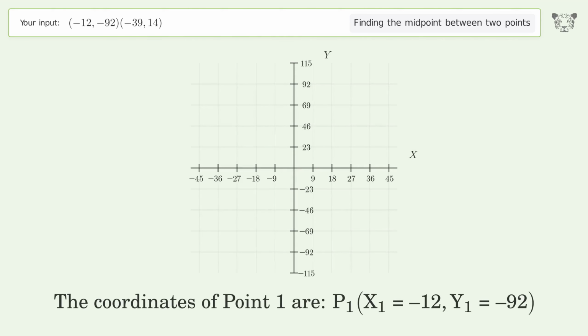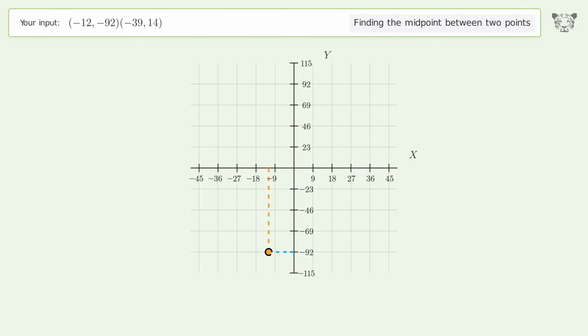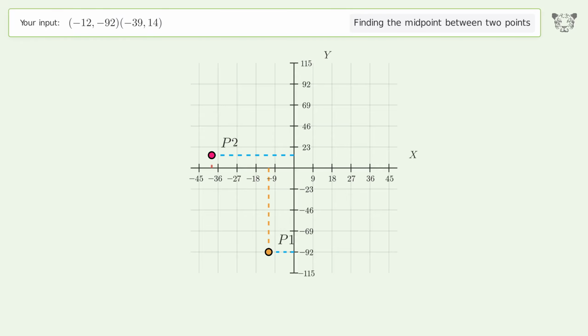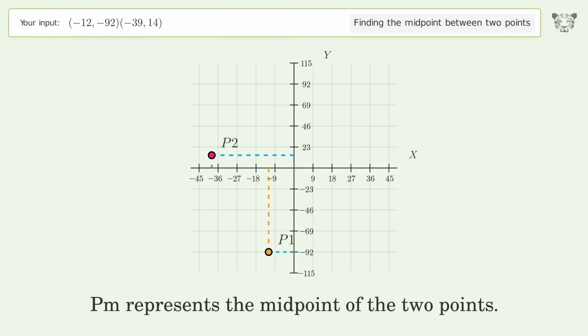The coordinates of point 1 are x1 equals -12, y1 equals -92. The coordinates of point 2 are x2 equals -39, y2 equals 14. PM represents the midpoint of the 2 points.